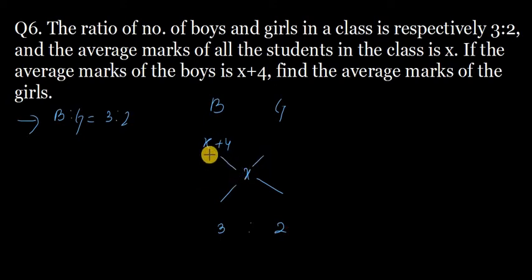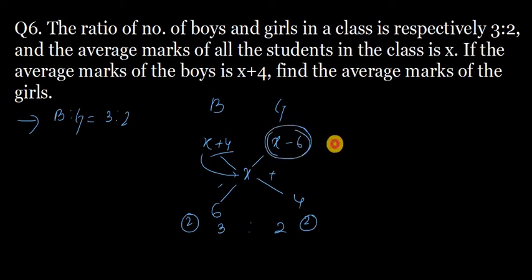The difference between x plus 4 and x is 4. So the number of them, 2 times 2 is 4, and 4 divided by 2 is 2; 3 times 2 is 6. So the girls' average is x minus 6. This is the average marks of the girls.